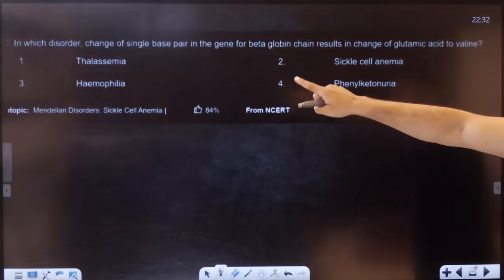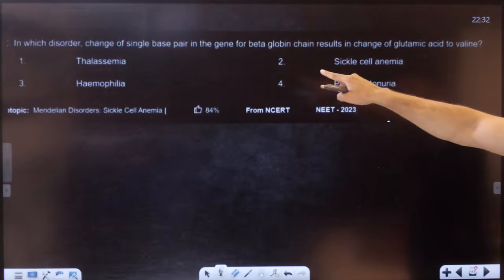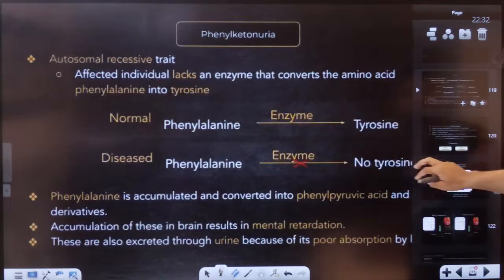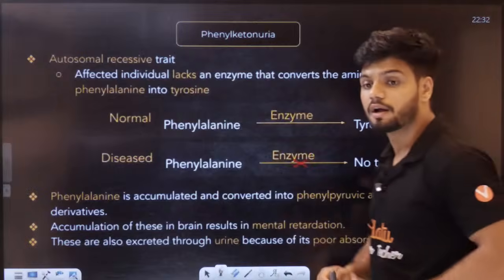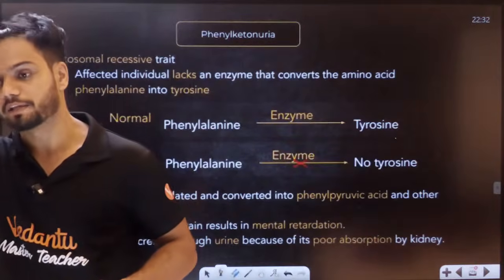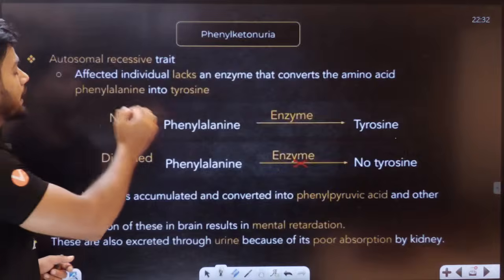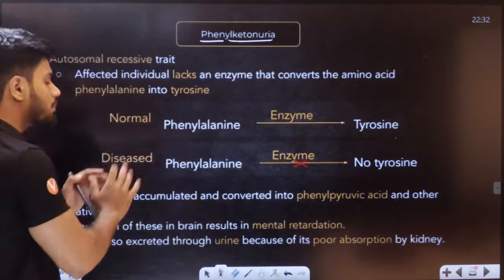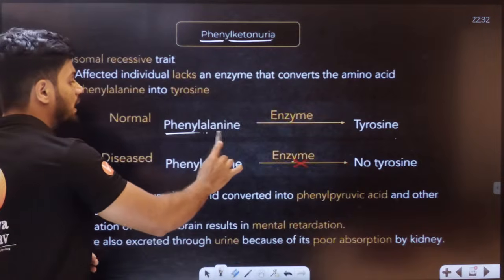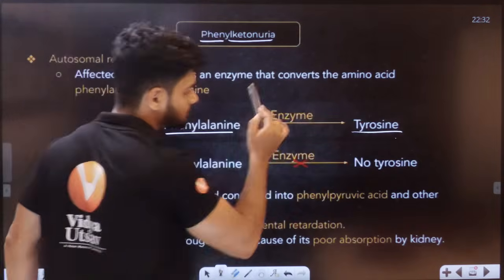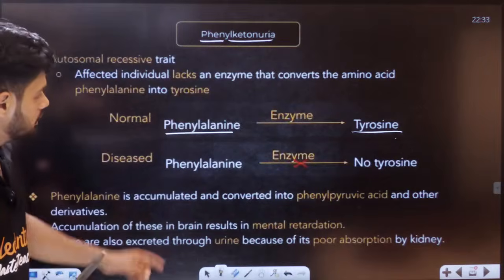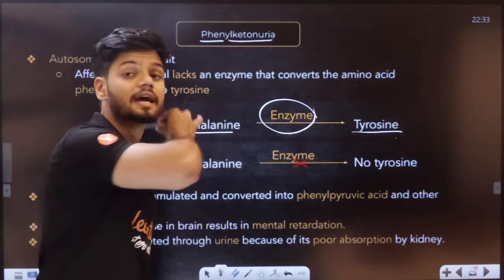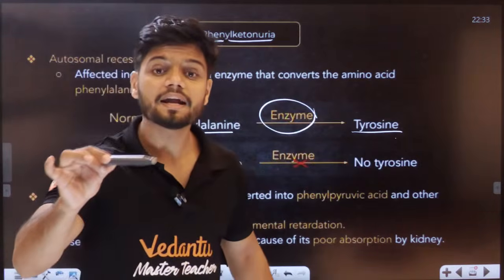See, students, a disorder in which a single change in base pair, that is your sickle cell anemia. Okay, students. Now, what exactly happens in the case of phenylketonuria? In the case of phenylketonuria, understand, in normal condition, phenylalanine gets converted to tyrosine because the enzyme is present. Which enzyme? Phenylalanine hydroxylase enzyme.